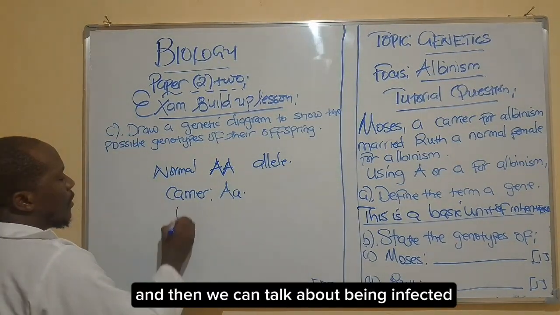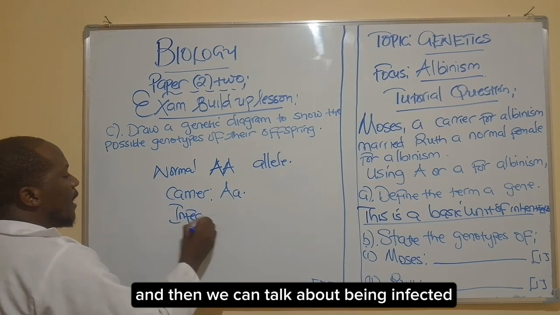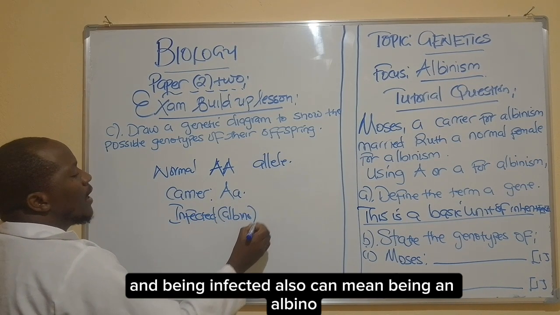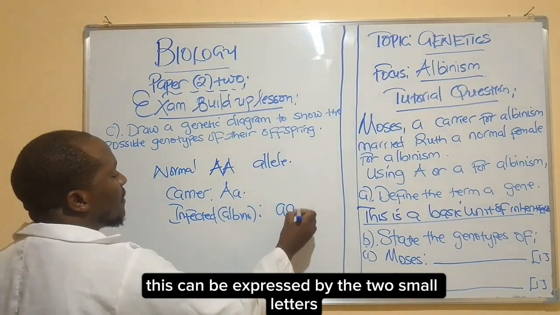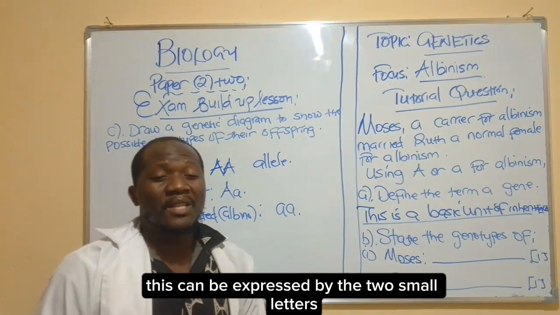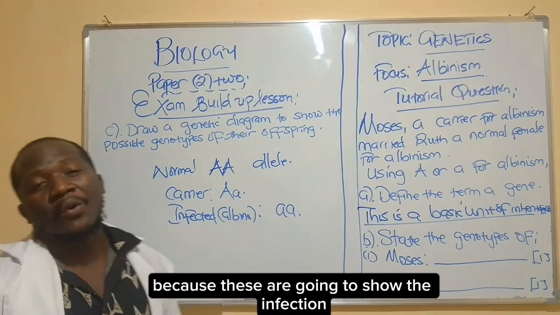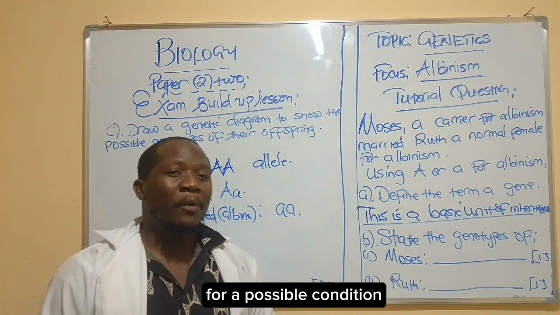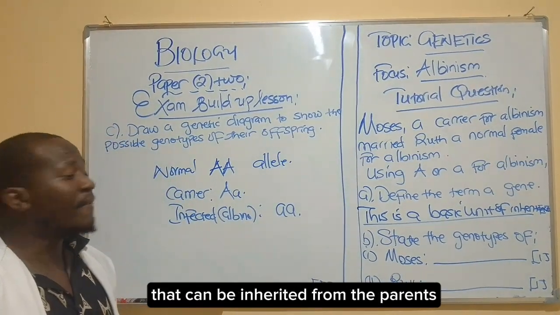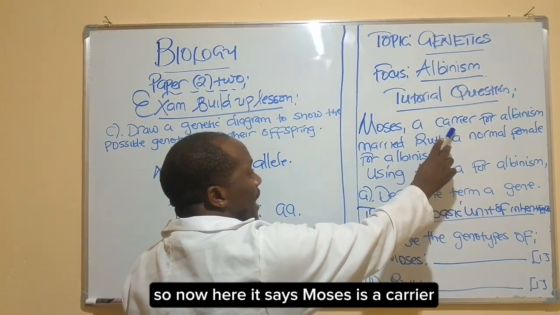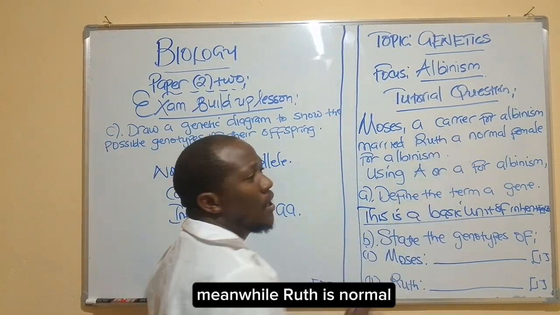And then we can talk about being infected, which also means being an albino, and this can be expressed by the two small letters, which are called recessive genes, because these show the infection for a possible condition that can be inherited from the parents. So now, here it says Moses is a carrier, meanwhile Ruth is normal.